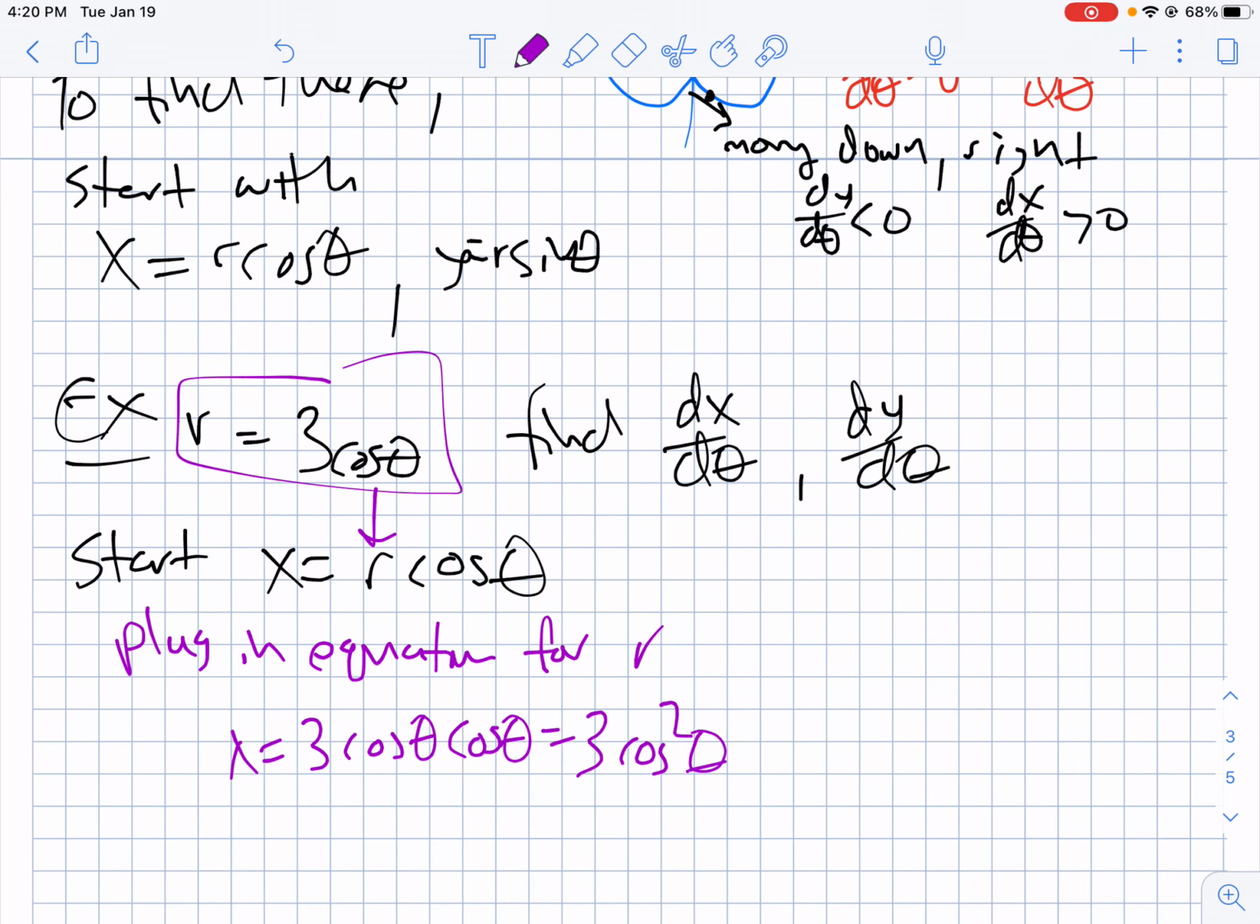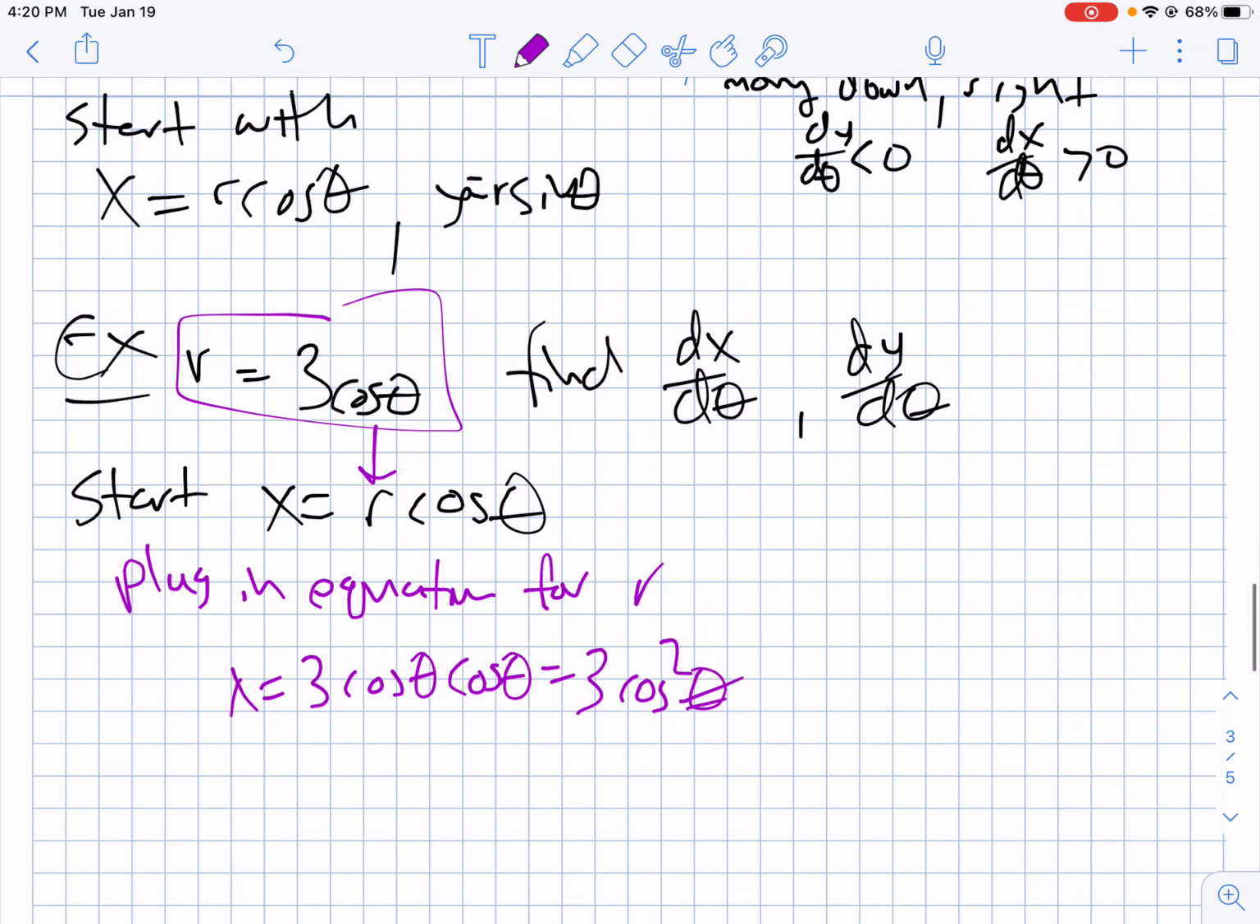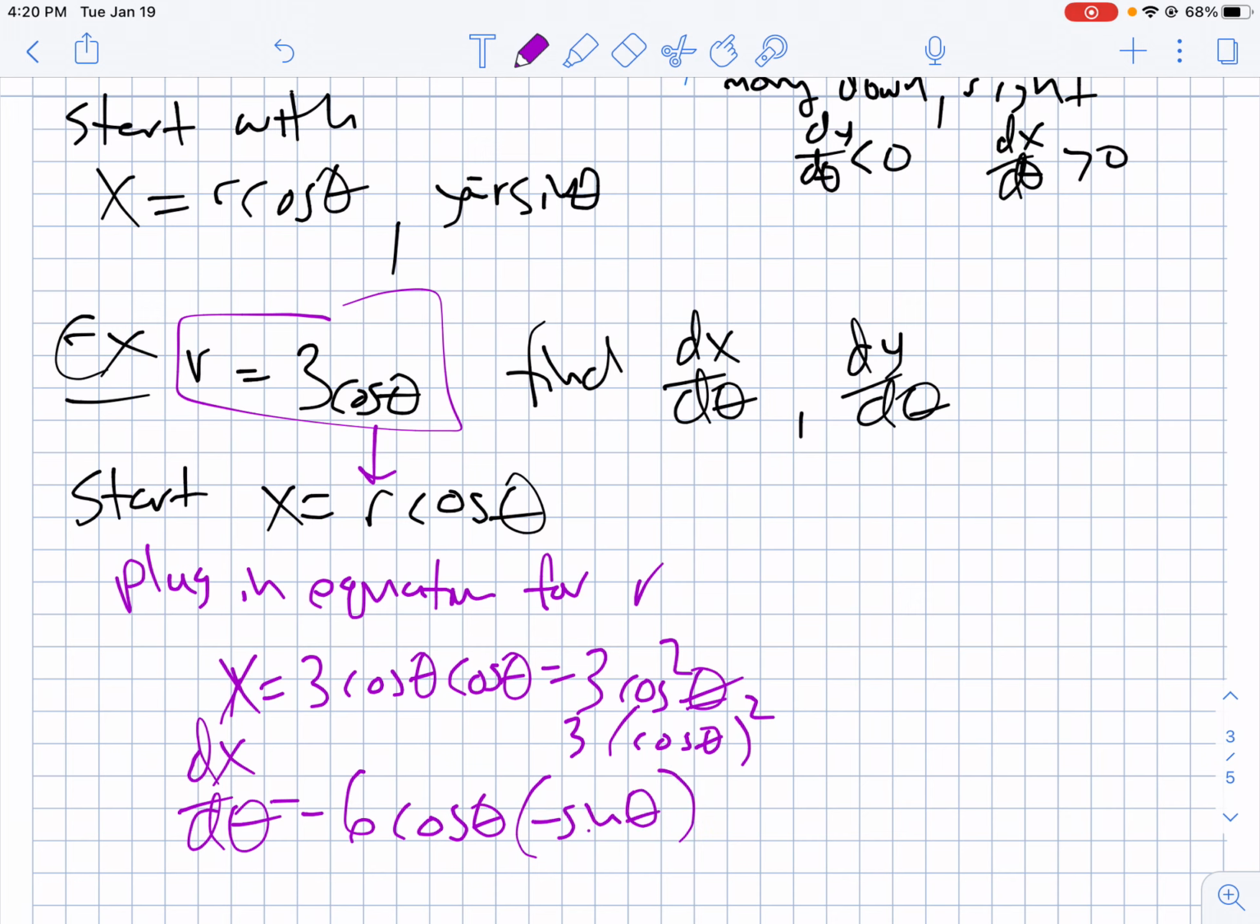And then we'll go ahead and take a derivative. Now, obviously from here, the derivative is pretty straightforward, right? Because once you have an equation for x in terms of theta, this is a derivative like you've done all year. This is like 3 times cosine of theta squared. So when we take a derivative, 2 comes down, so it's 6 times cosine theta to the first power times negative sine theta, which you could write as negative 6 cosine theta sine theta.